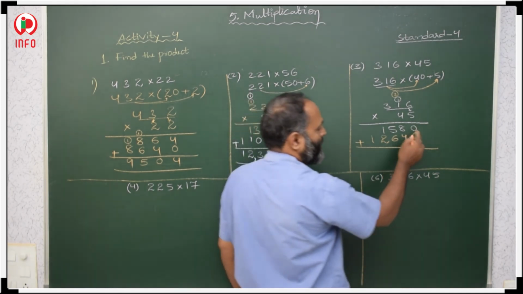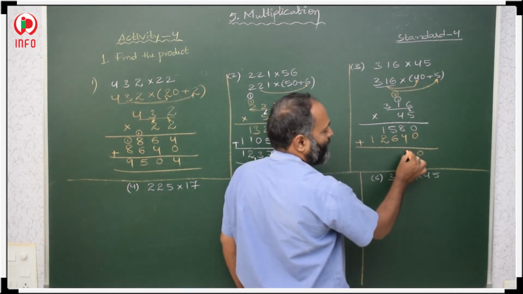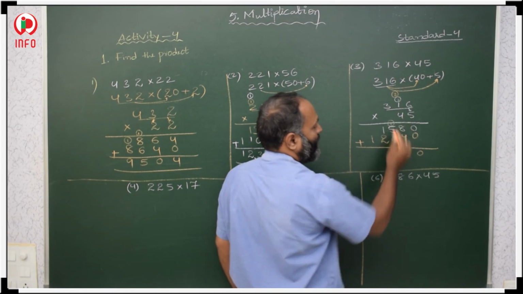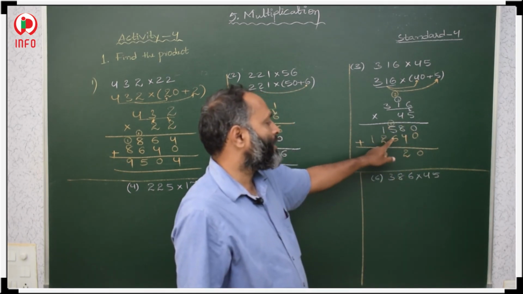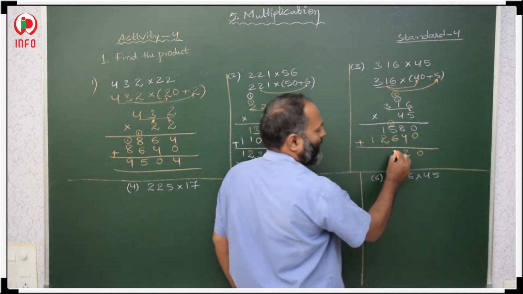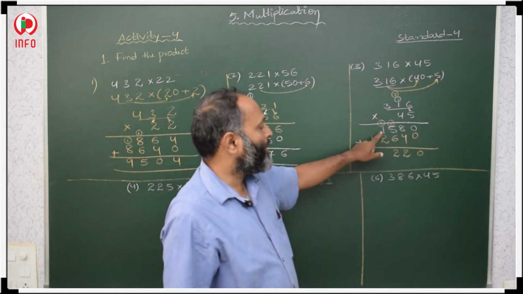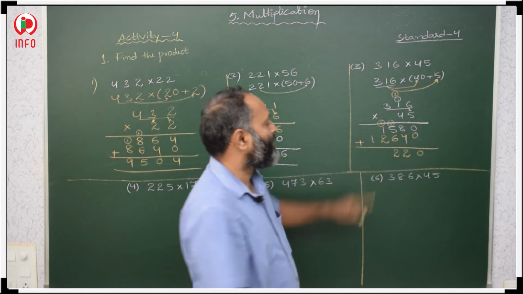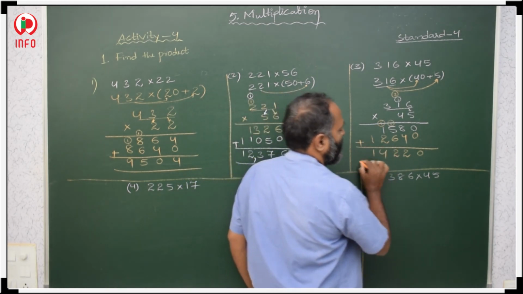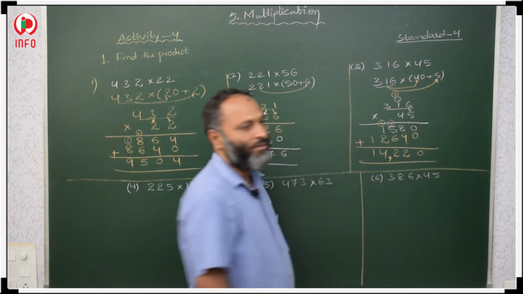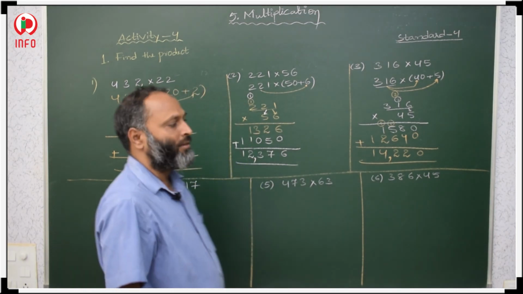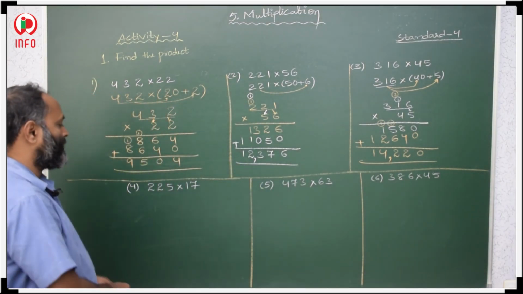Now add. 0 plus 0, 0. 8 plus 4, 12, 2 and 1 carry over. 5 plus 1, 6, 6 plus 6, 12, 2 and carry over to the thousands place. 2 plus 1, 3, 3 plus 1, 4 and 1. It is 14,220.